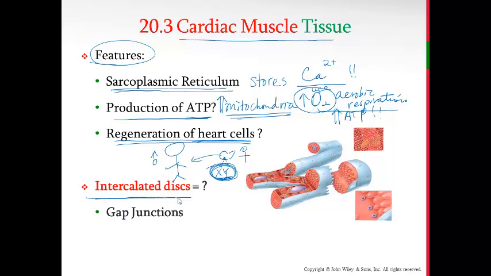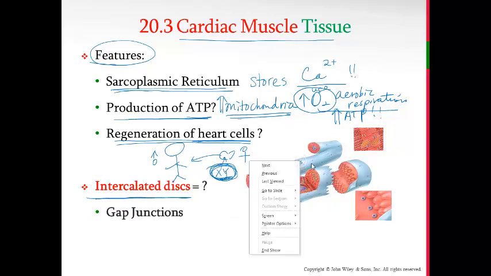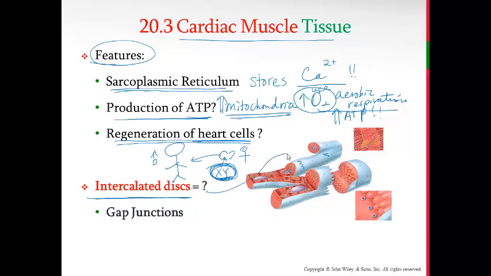Now, the heart also has something very special. They have something called the intercalated disc. If you take a look over here, the discs are the zigzag area. And if we were to pull apart the two cells, that's what we call the intercalated disc.